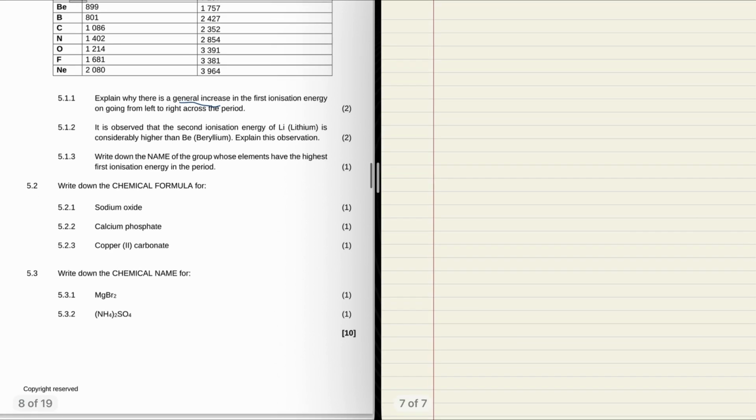Question 5.3, write down the chemical name for MgBr2. MgBr2 is ionic, and so we're just going to name it without any prefixes. That's going to be magnesium bromide. Remember, capital M, and the second letter does not have a capital.